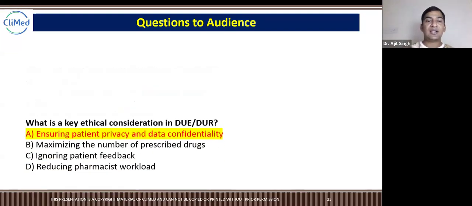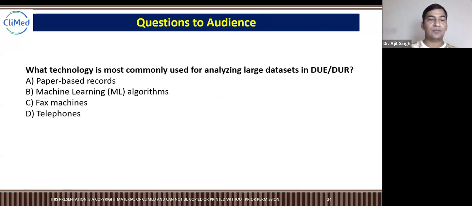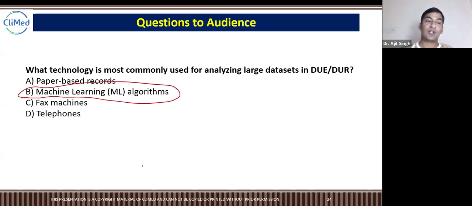Okay, so with that, I think our question answer session is over, just one last question is there. What technology is most commonly used for analyzing the large databases in DUE and DUR? Paper-based records, fax machines, telephones, or ML? Yes, guys. ML. Correct. Machine learning. Machine learning is the trending thing, and we will talk on this on the fourth day, definitely. It is going to be interesting. Okay, come on, guys. Okay, done.